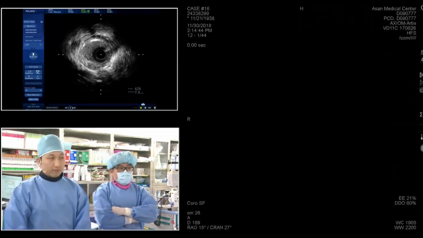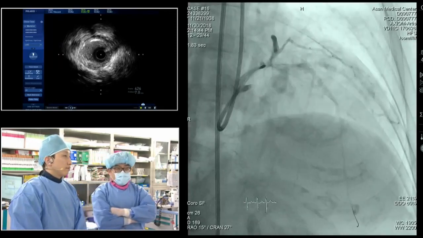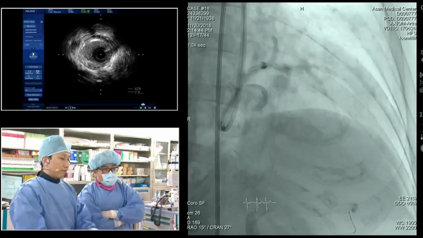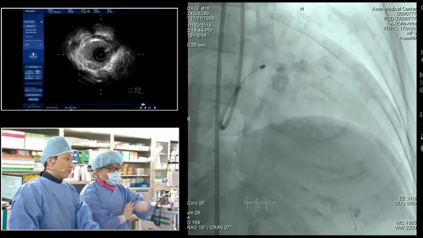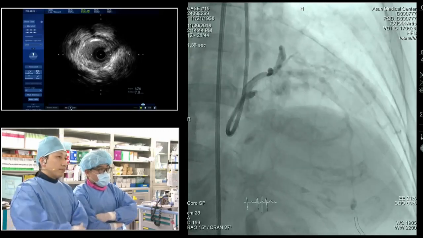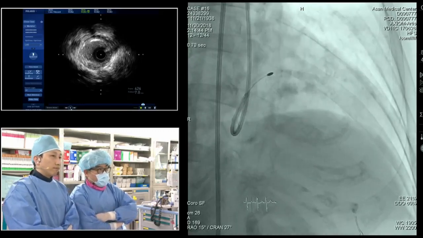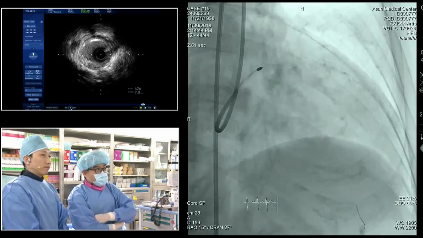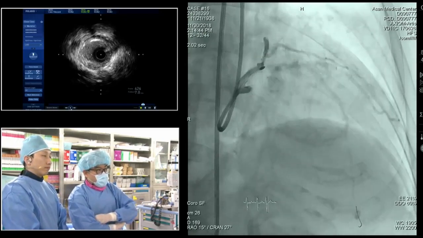And also, by the way, she's having a second-degree AV block to begin with. So we gave her low-dose atropine, also a venous sheath in place, just in case of need for pacing. But she never developed bradycardia. So this was the shot after rotablation to the LAD. Looks fine. Flow is good.